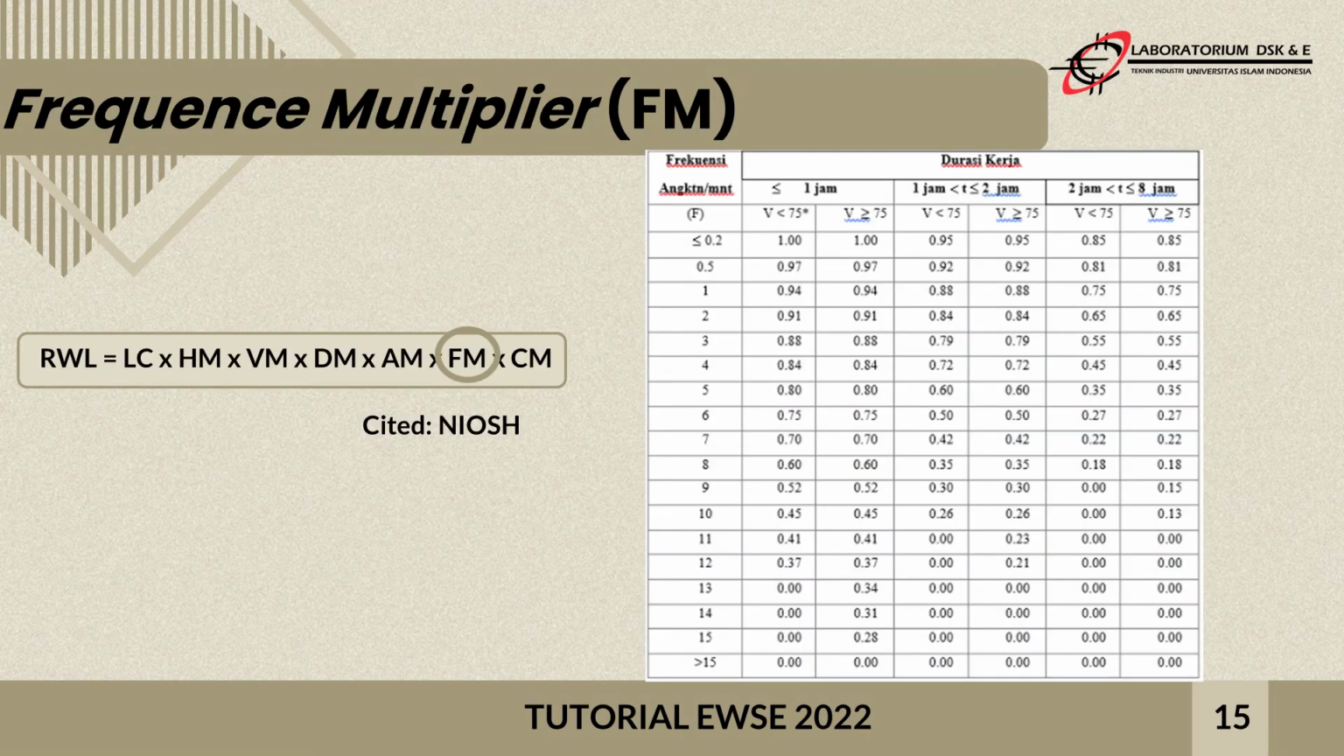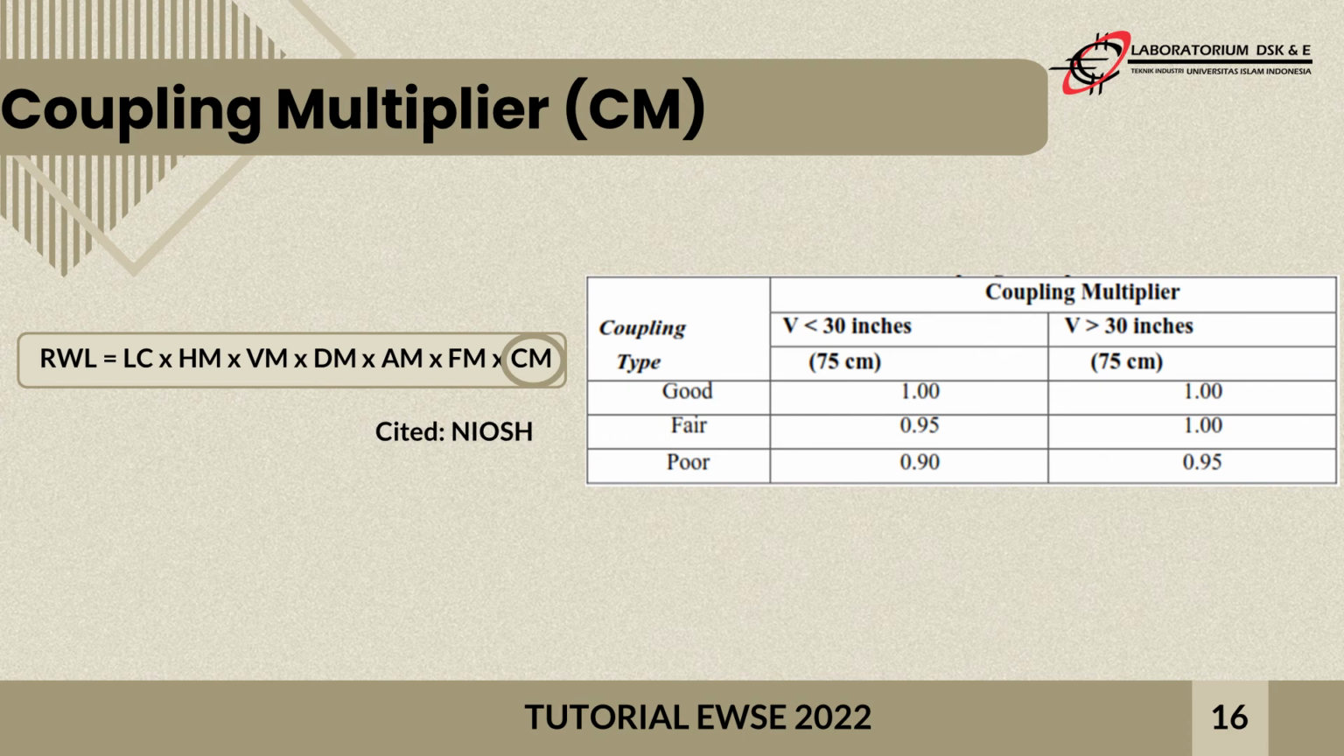And next is frequency multiplier or FM. FM is the average frequency of lifts, measured in units of lifts per minute. If the result is between two frequencies, it is rounded up to the larger one. And if the frequency is less than 0.2 lift per minute, the frequency multiplier is still written as 0.2 lift per minute. And next is coupling multiplier or CM.